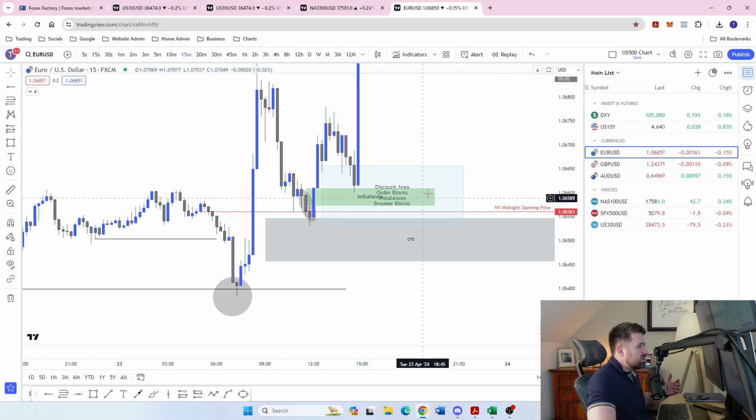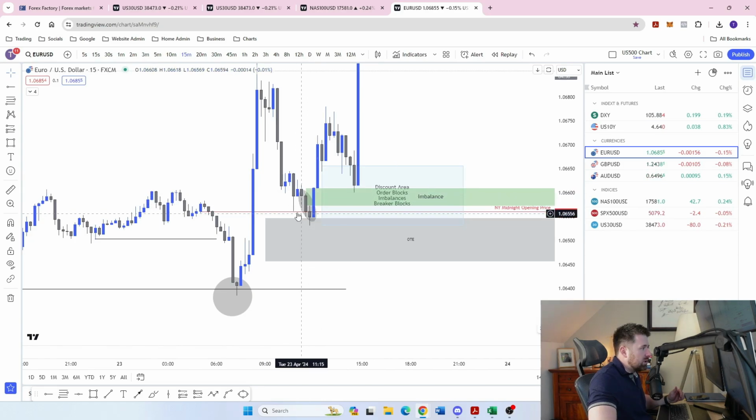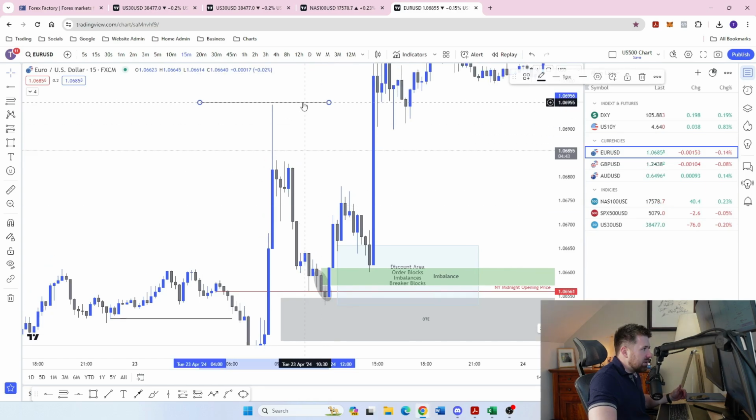So now I'm faced with a decision. We've got the imbalance, we've got the order block, we've got all this good stuff that we could potentially go buy. Where do I enter the market? Do I wait for price to come all the way down here? Do I wait for price to come really low down here? I know I want my stop loss under here, and I know my target is that liquidity which is sitting up there. But what am I looking for?